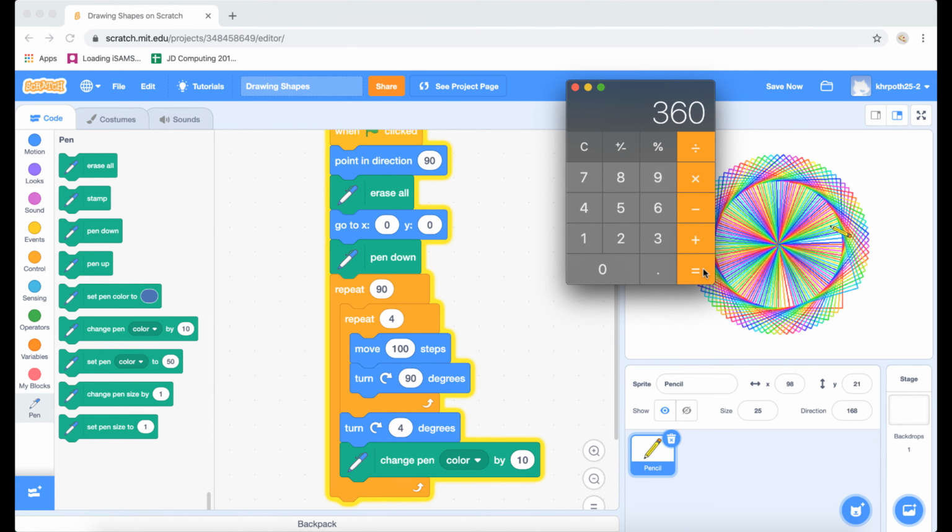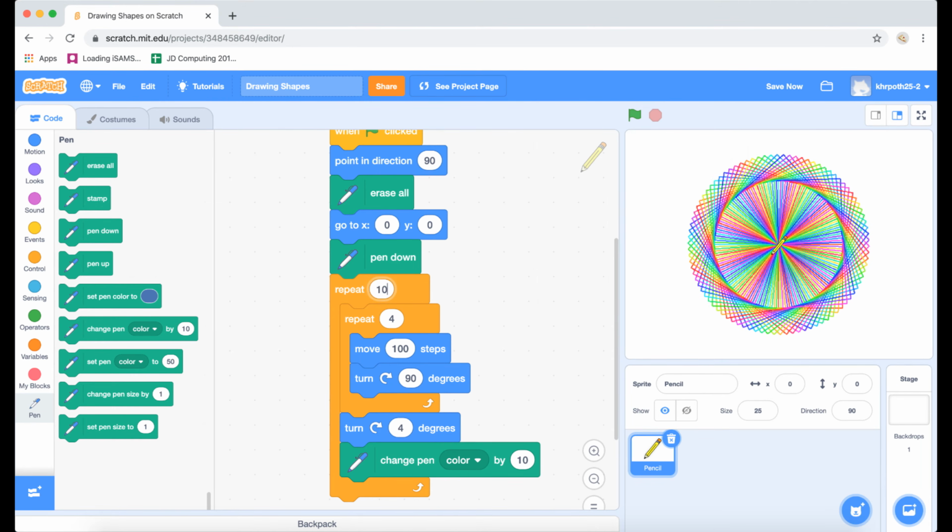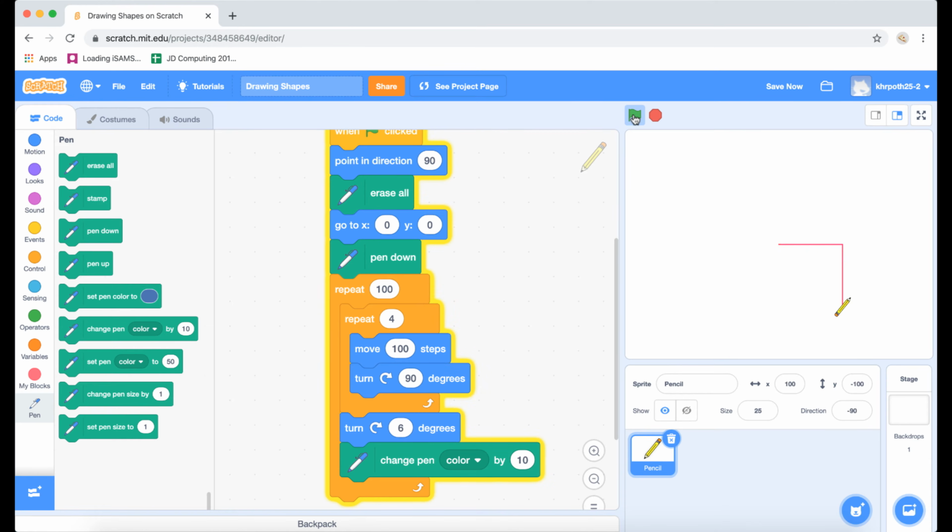Do you see what I'm doing here? We can change the number of repeats. The product of the repeats times the degrees has to equal 360. Now it could be more, but if I do more, so let's say 100 here, and then change that to 6, let's see what happens.